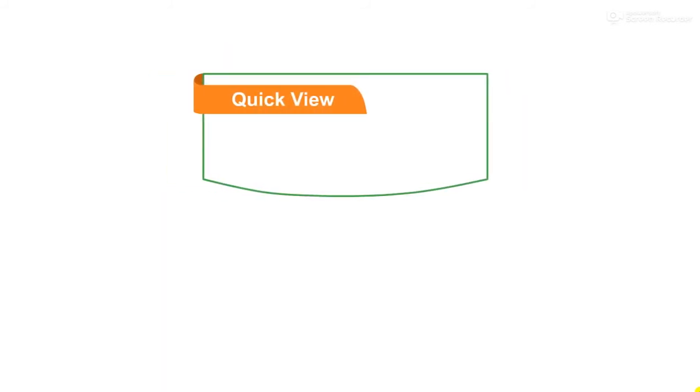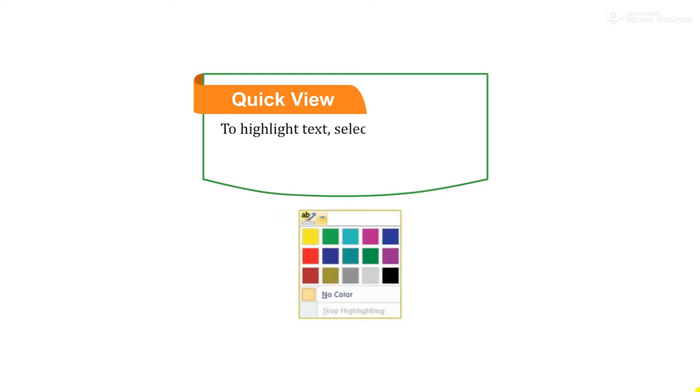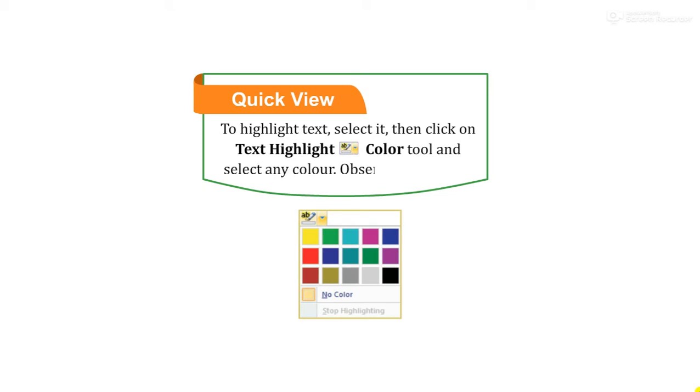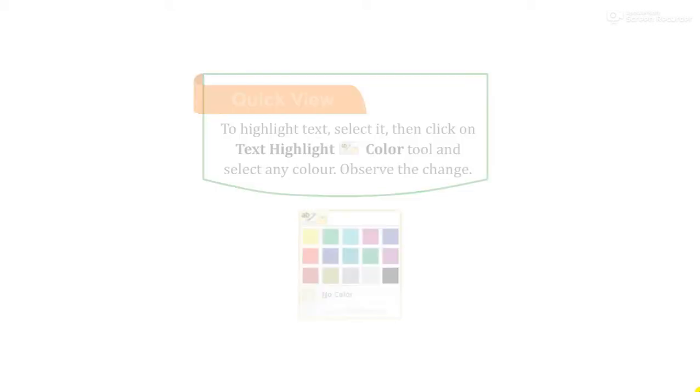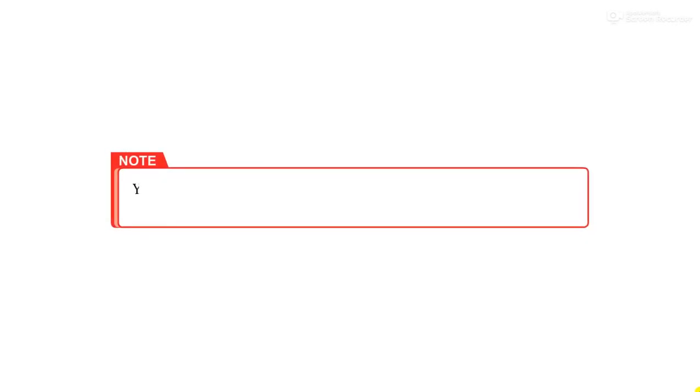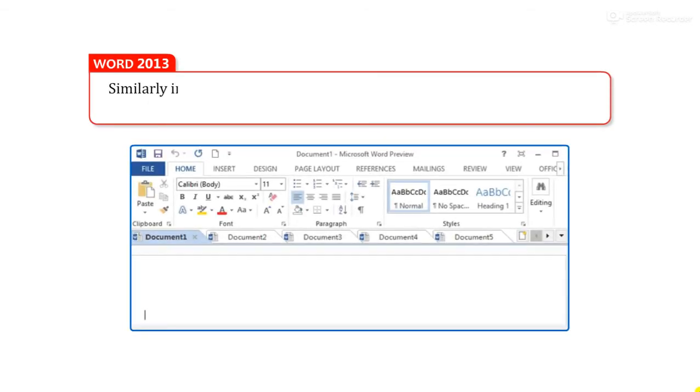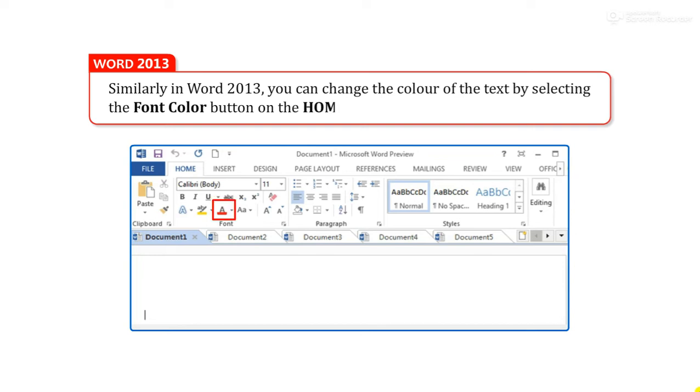Students, note that to highlight text, select it, then click on Text Highlight Color tool and select any color and observe the change. Students, note that you can also make customized colors by selecting the More Colors option. Word 2013. Similarly, in Word 2013, you can change the color of the text by selecting the Font Color button on the Home tab in the Font group.